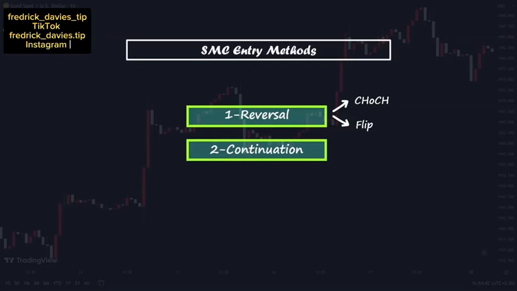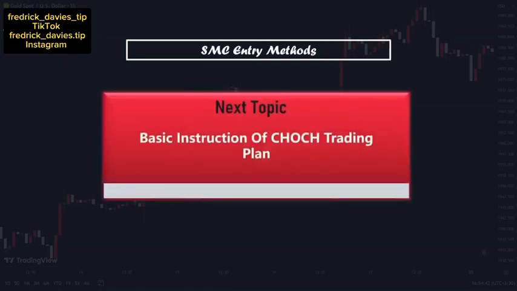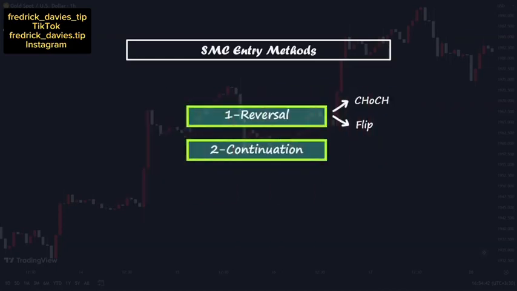We'll understand how to leverage these concepts to our advantage and establish a trading plan based on the change of character. This approach carries a higher win rate ratio with precise entry and exit points. Now, let's delve into the basic instructions that should be considered to properly implement the change of character in our trading strategy.